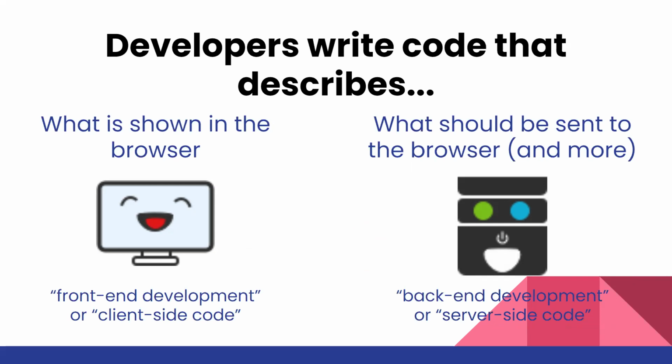Developers write code that describes what is shown in the browser. What is shown in the browser means what the end user can see once you hit the URL, or what the client will see. That is front end development, also known as client side code or client side scripting. And what should be sent to the browser, that is backend, server side code or server side scripting.